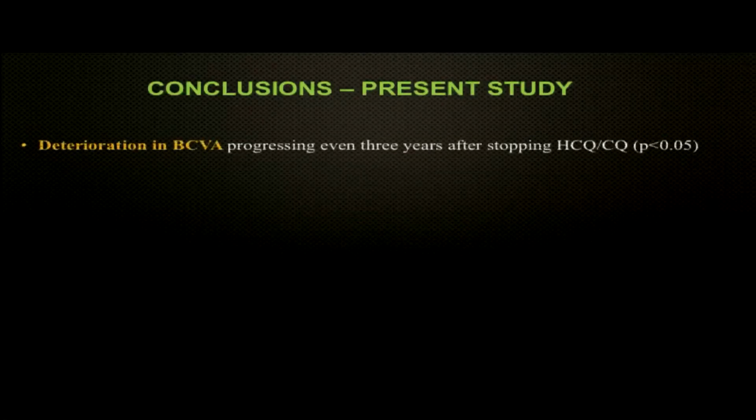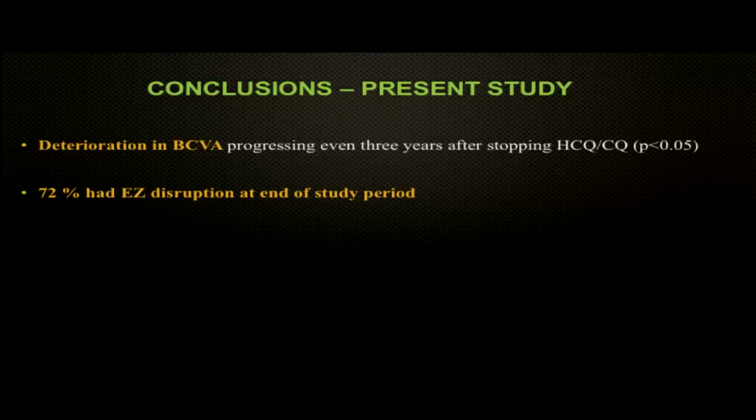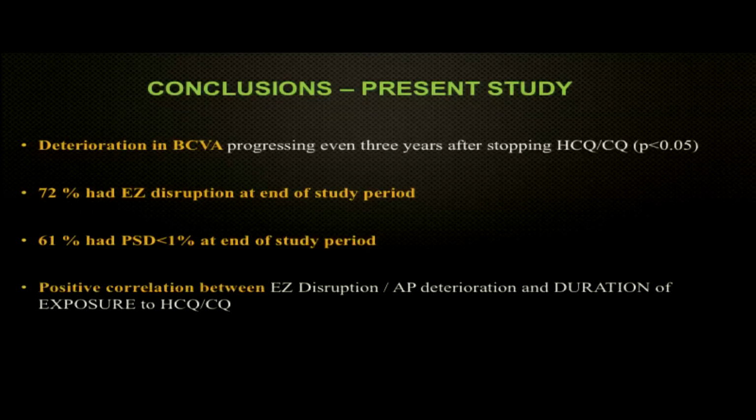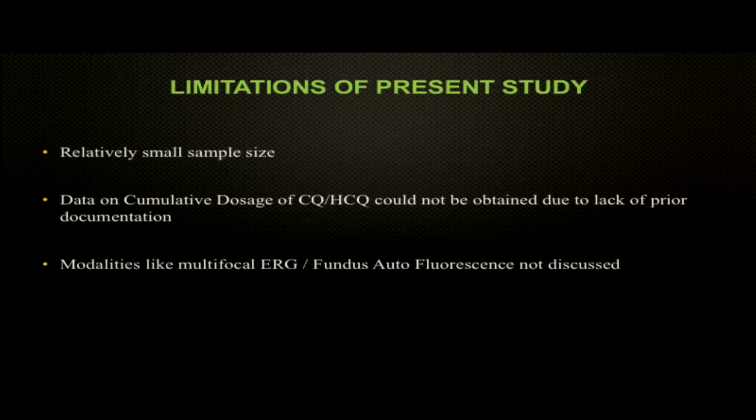So our study shows that there is a deterioration of BCVA after the drug is stopped. 72% had ellipsoid zone disruption, 61% had PSD less than 1, and there was a positive correlation between the various factors analyzed. There are limitations in our study. Sample size is small. We could not calculate the cumulative dosage, and we have not dealt with multifocal ERG or fundus autofluorescence.